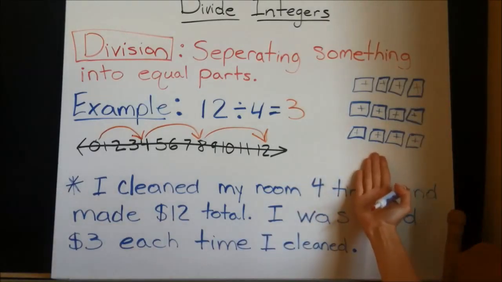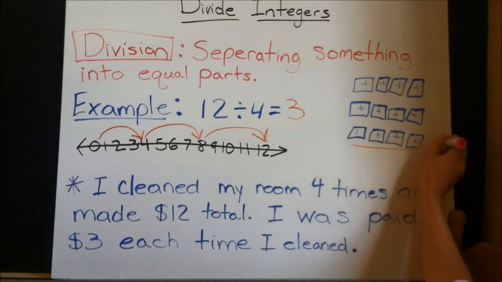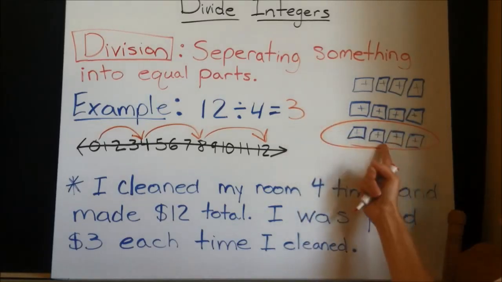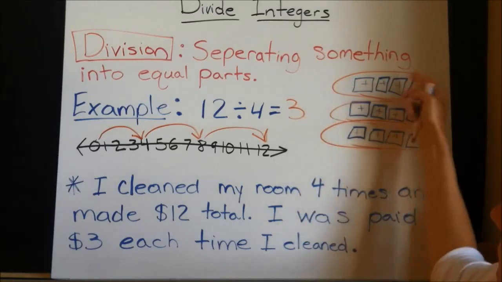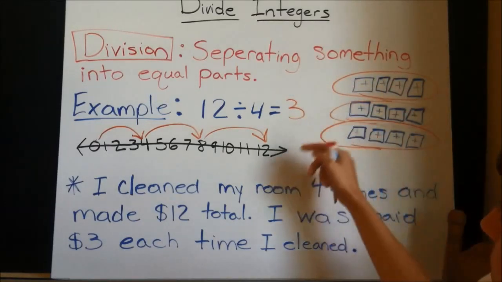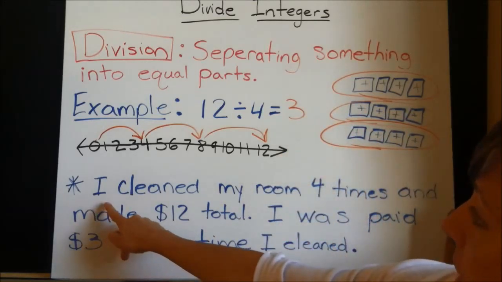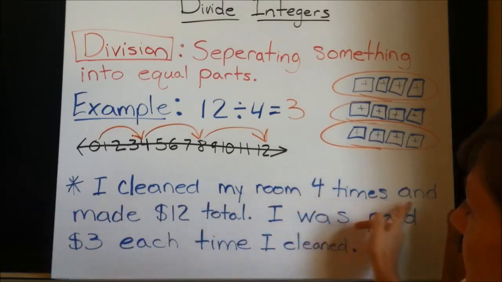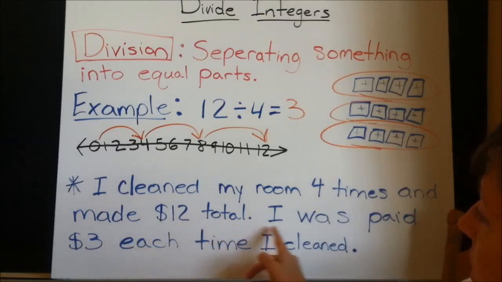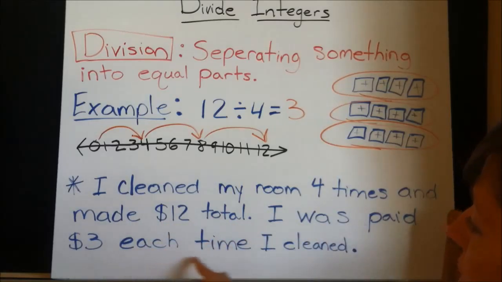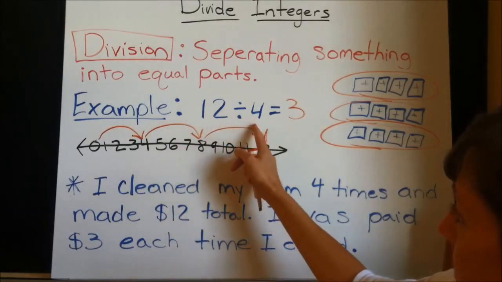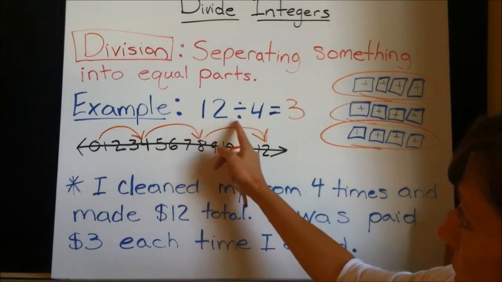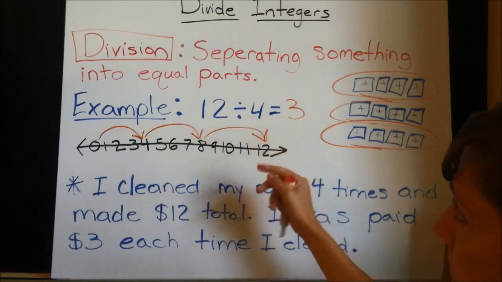Over here I have 12 positive chips, and if I split that into 4 groups, or groups of 4, here's a group of 4, here's a group of 4, and here's a group of 4, and I have 3 groups of 4. I cleaned my room 4 times and made $12 total. I was paid $3 each time I cleaned. So I cleaned my room 4 times and I made $12 total. 12 divided by 4 is 3.